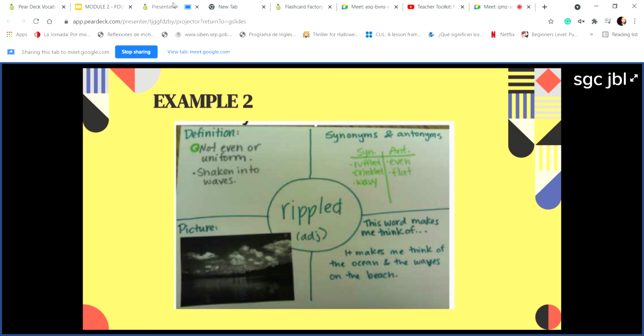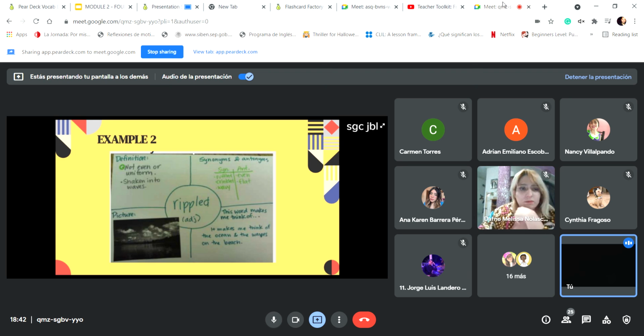This is another example. And this, I would say, it goes for a more advanced class. You have the definition, synonyms or antonyms, you have an adjective which is more complicated to perform. Un adjetivo es todavía un poco más complejo de definir muchas veces, porque requiere otro tipo de estructura gramatical. And then you have the picture. So over here it says rippled as an adjective. It's like ruffle, crinkle, or wavy. And as an antonym, it goes like even or flat.